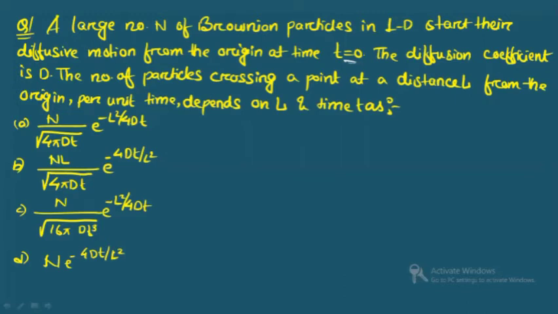It is said a large number n of Brownian particles are there in one dimension, and they start their diffusive motion from the origin at time t equals 0. The diffusion coefficient here is D. The number of particles crossing a point at a distance L from the origin per unit time will depend on L and t as what? That you have to find. So first of all, we will write the equation of Brownian motion.